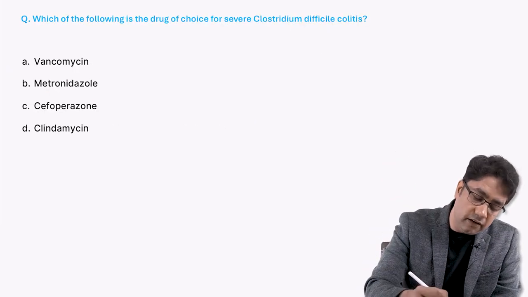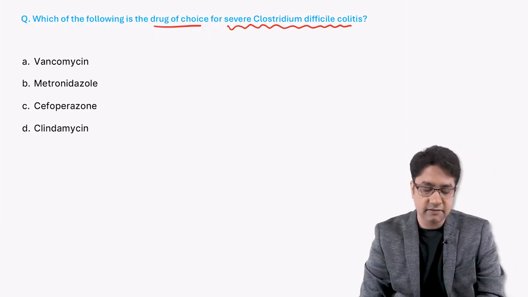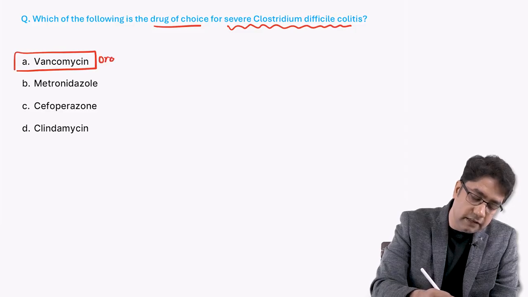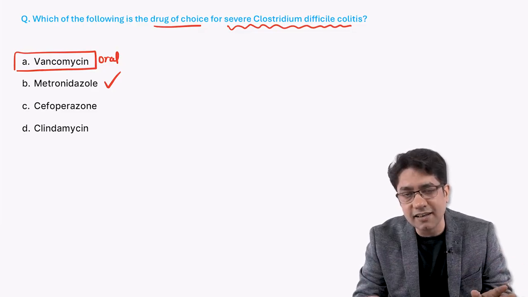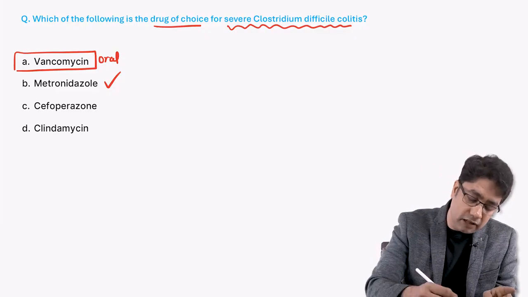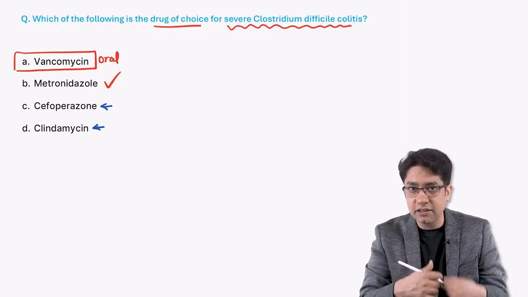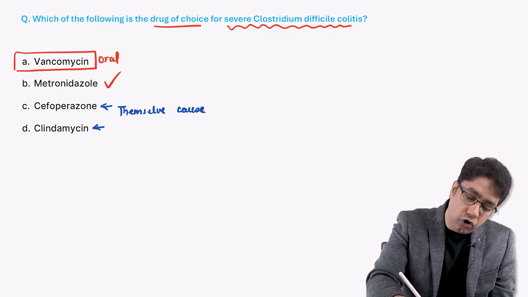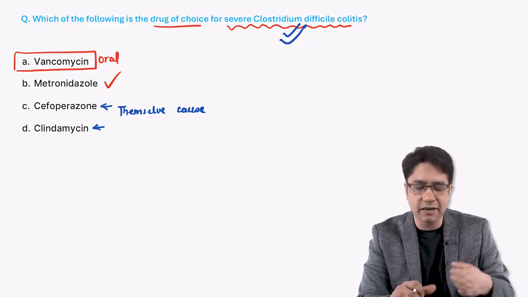Which of the following drugs is the drug of choice for severe Clostridium difficile colitis? The answer is vancomycin, oral vancomycin. Yes, you can give metronidazole also, but the first drug, the drug to be started always, is vancomycin. Sir, what about clindamycin? Clindamycin and cefoperazone, a third generation cephalosporin, themselves can cause pseudomembranous colitis or Clostridium difficile infection. They are never given for the treatment.